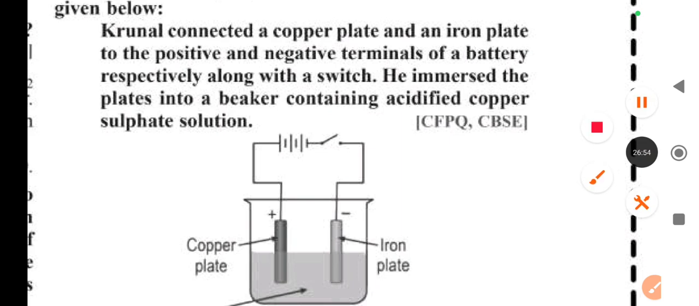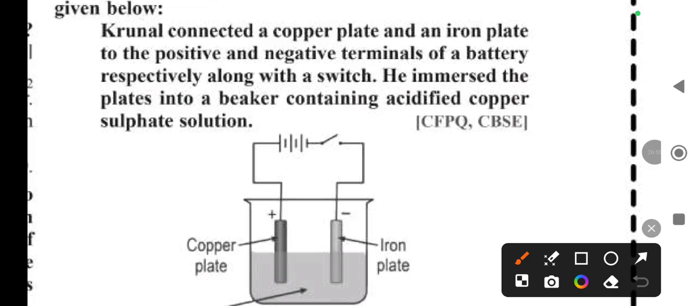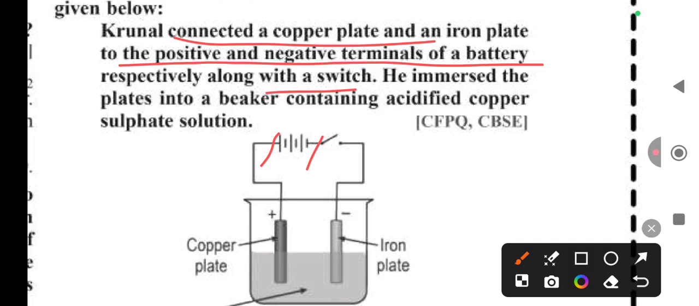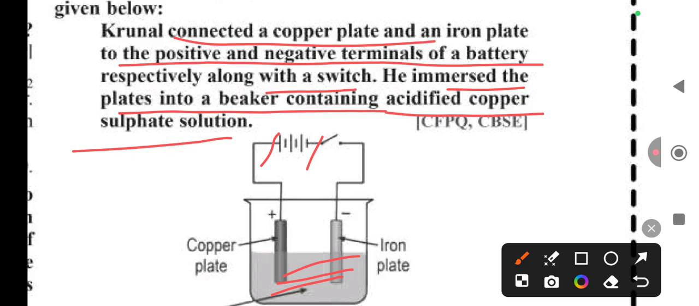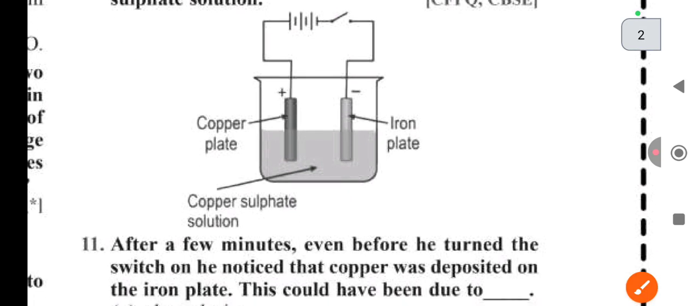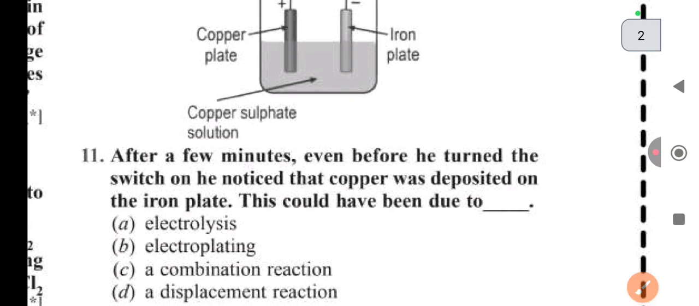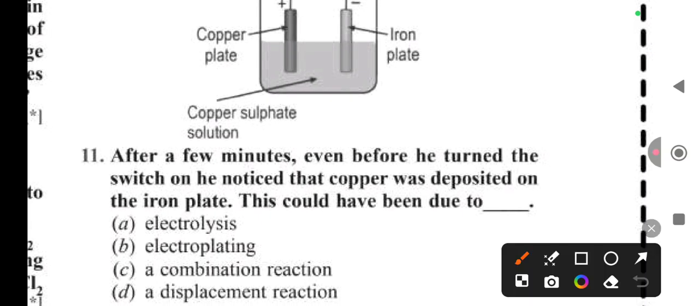So what is written here, you can see. Kunal connected a copper plate and an iron plate to the positive and negative terminals of the battery. This is the positive and this is the negative terminal. Along with the switch, he immersed the plates into a beaker containing the acidified copper sulfate solution. In that, what is present? Copper sulfate solution. So on the basis of this arrangement, you have to answer the question. You can see here, this is the copper plate and this is the iron plate.